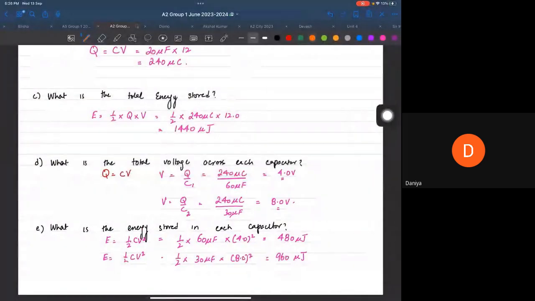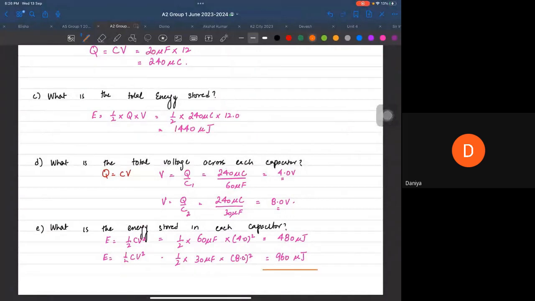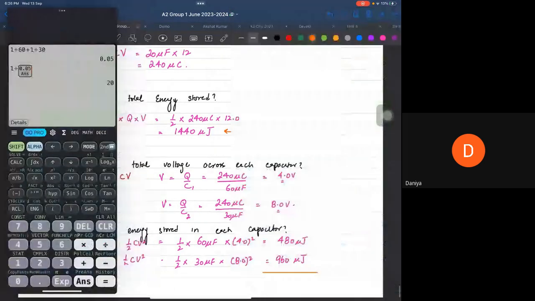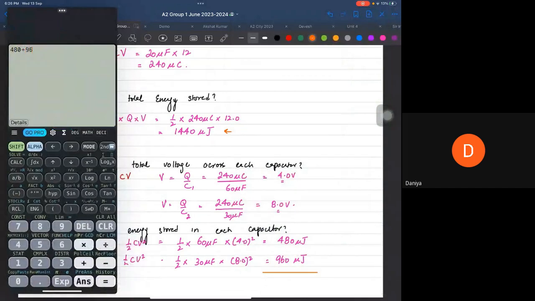If I want to check if this is the same, it should be the same answer as this one, because total energy cannot be changed, right? So you can just add them. You can do 480 plus 960 to check if you have calculated correctly. So it's 1440. This is just to check if this answer is correct.